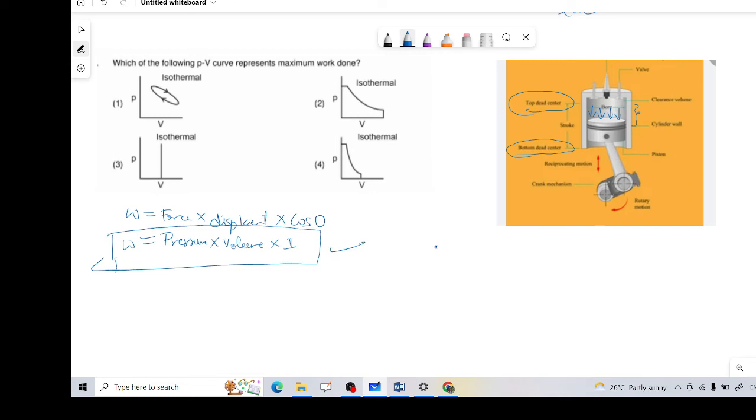So the P versus V graph is representing the work done. The area under the pressure versus volume graph gives us the work done. And with the help of this, the more area under this PV diagram, the more will be the work done. More will be the work done.